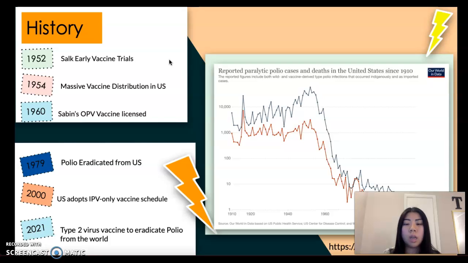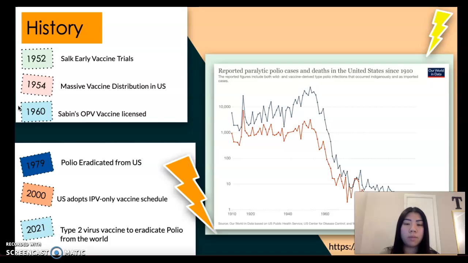using Salk's vaccine. And then in 1960, Albert Sabin, a virologist who worked with the Soviet health officials to find a cheaper alternative to Salk's vaccine, created the oral polio vaccine. It was then licensed in the U.S. in 1960, and then in combination with the IPV vaccine, the distribution was able to reach lots of people, and polio was eradicated from the U.S. in 1979.